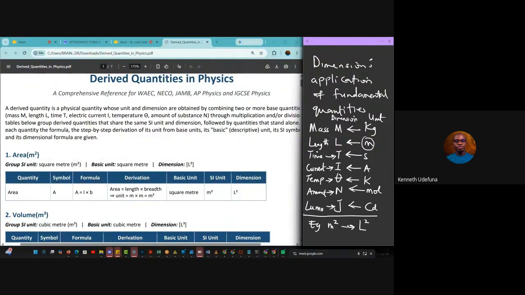Can somebody give me the 4 steps again in the chat box? The first one is quantity. The second one is what? Unit? No, you are wrong. The first step is what? Quantity, formula, units, and dimension. So the steps are quantity, formula, units, and dimension.